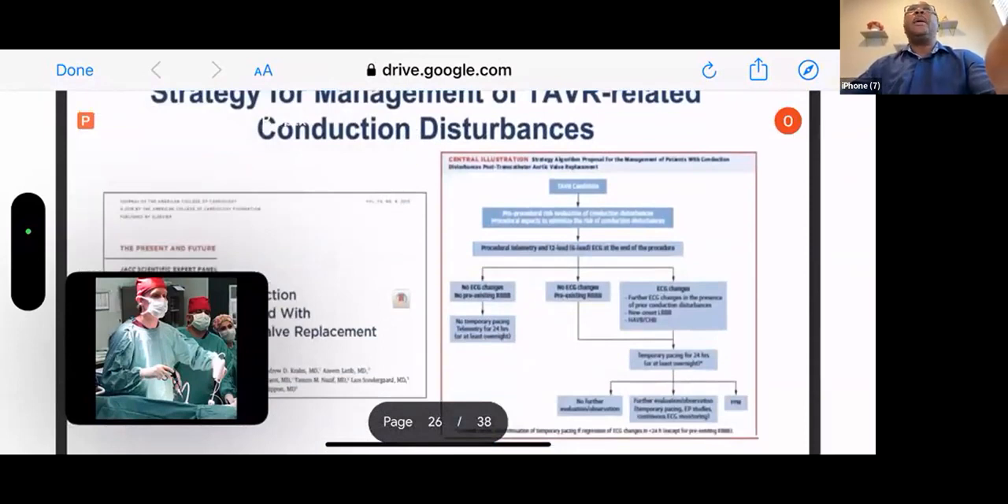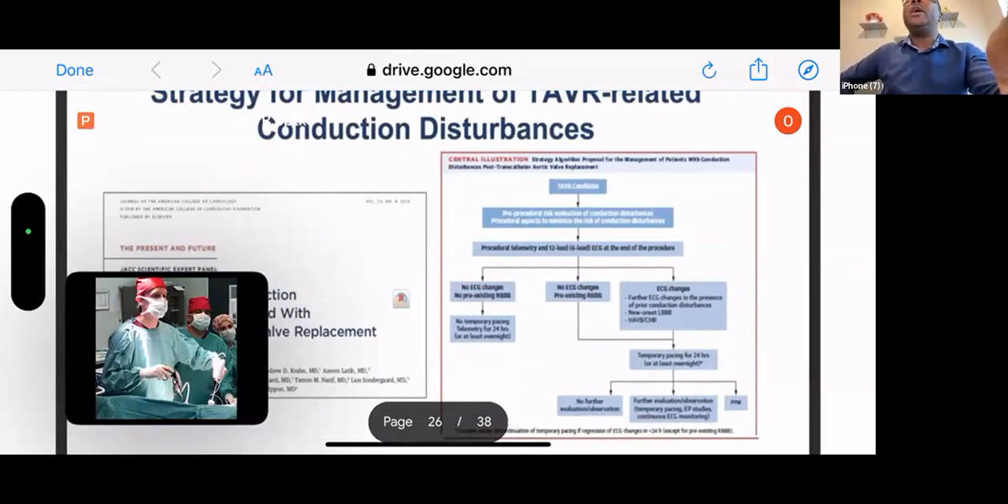Okay, so this is also part of their recommendation, like I talked about from the scientific expert panel. They looked at the ECGs and risk factors, and if there's no ECG changes, no pre-existing right bundle branch block, then you don't even need a permanent or temporary pacemaker. So what we do is, before we start the procedure, we get arterial access, usually sometimes through the common femoral artery. We also get venous access and put a temporary pacemaker before we put the TAVR.